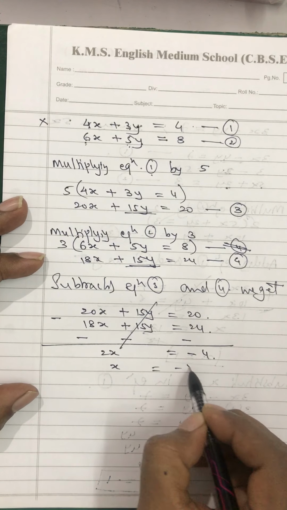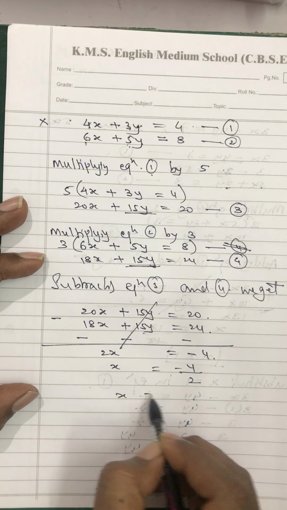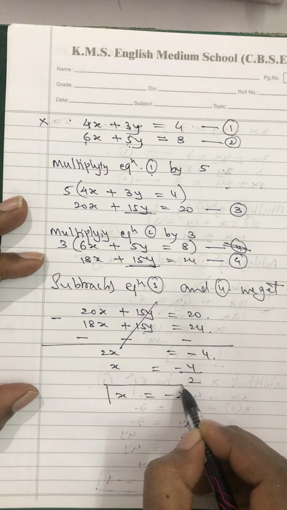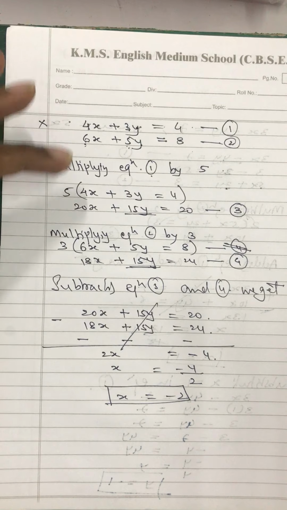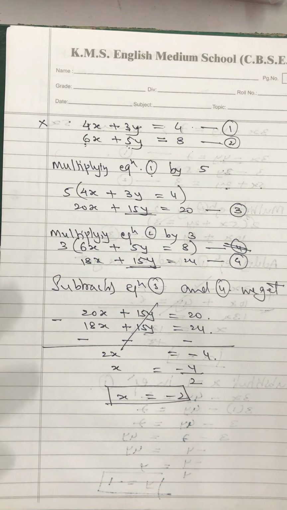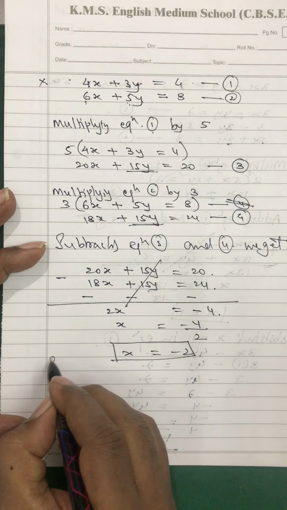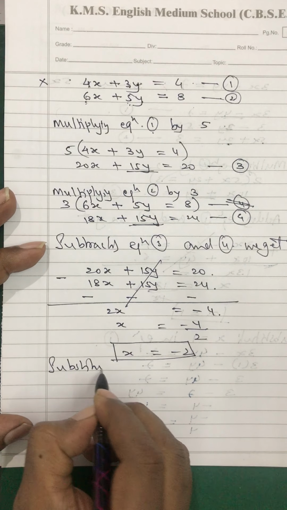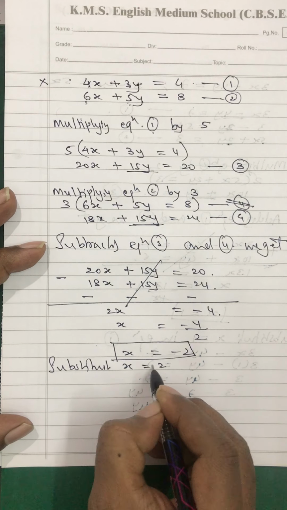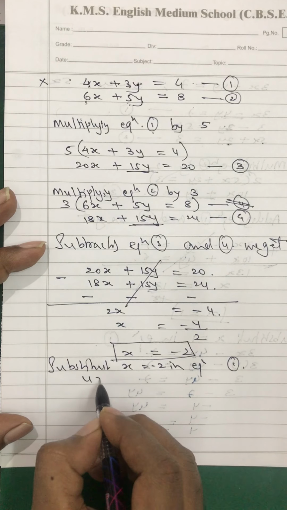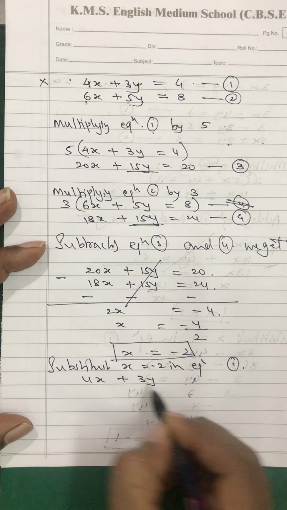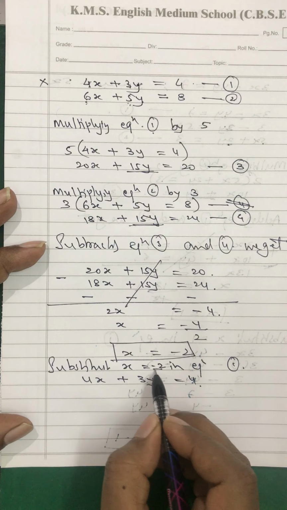x is equal to minus 4 upon 2. x is equal to minus 2. This is my value of x that I have got. This value of x I can again substitute in 1, 2, 3, 4, wherever you feel you are comfortable. So substituting x is equal to minus 2 in equation 1, 4x plus 3y is equal to 4, x is equal to minus 2.